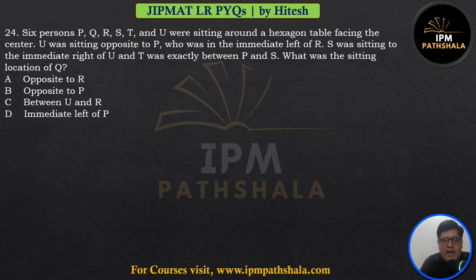6 persons P, Q, R, S, T, and U were sitting around a hexagon table facing center. So hexagon table I'll have to draw somewhat like this. This is the hexagon table facing center. U is opposite to P. Let us say this is U. This is opposite to P.